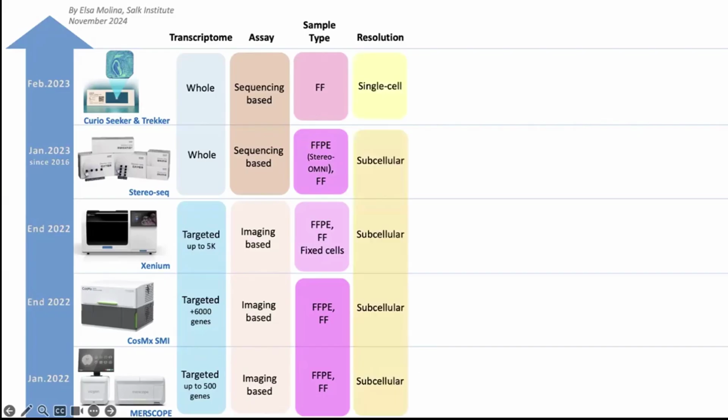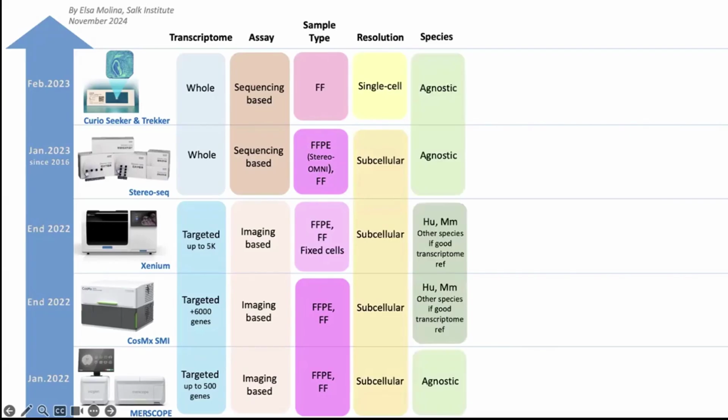The resolution: nearly all of them are subcellular, except Curio, which is single cell resolution. Regarding species, what we like with Stereo-seq, Curio, and MERSCOPE is that they are agnostic. For Xenium and COSMIC, it's mainly human and mouse, but you can work with 10x Genomics and NanoString if you have other species that you would like to run. Basically it would work if you have a good transcriptome reference.